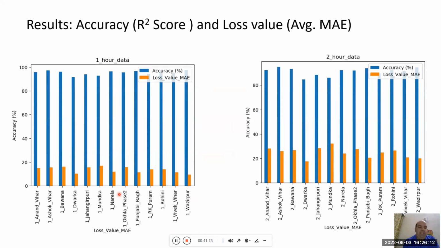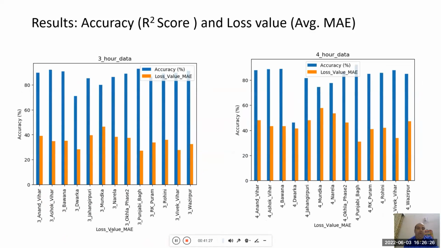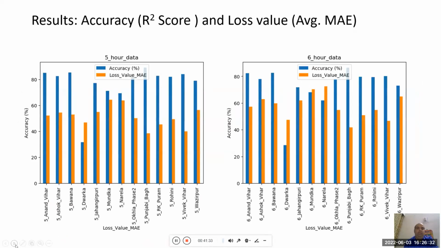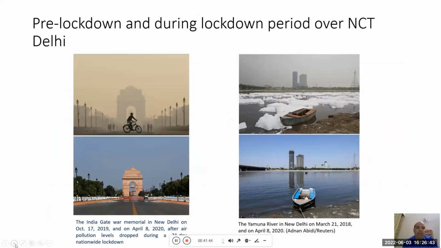These are a few plots for individual stations with the accuracy and the loss, average loss and average accuracy. This is for the third hour, this is for the fourth hour, and this is for the fifth and sixth hour. So what they are telling you is the first 6 hours accuracy and the average loss. So that was all about the pre-lockdown data, and then suddenly COVID came, and you know where we are now.